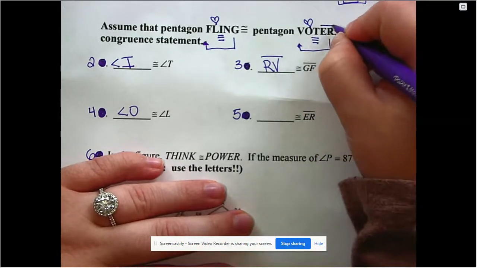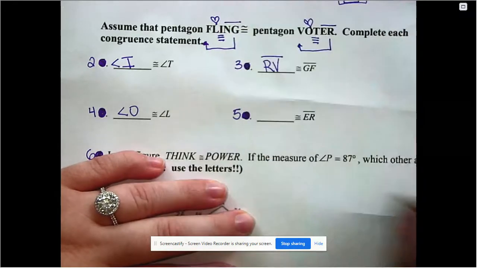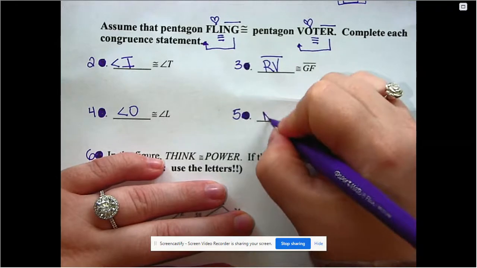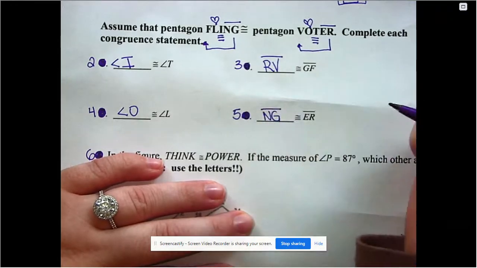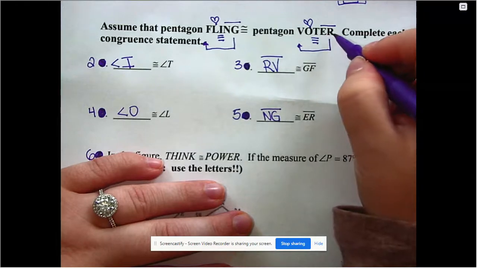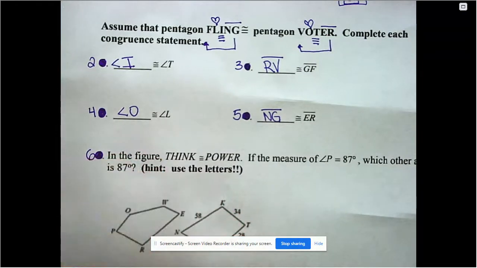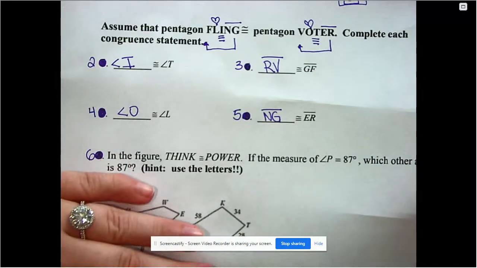ER is the last two letters. NG are the last two letters. So segment NG is congruent to segment ER. Aquí E y R son las últimas dos letras. Entonces, en el otro lado, N y G son las últimas dos letras también.